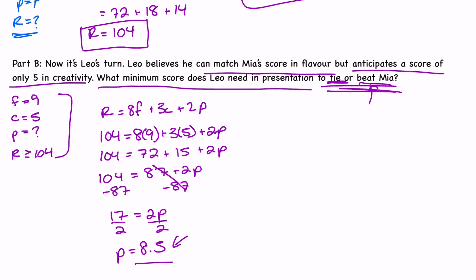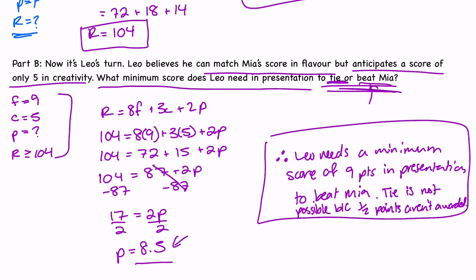So let's write a therefore statement. Therefore, Leo needs a minimum score of 9 points in presentation to beat Mia. Tie is not possible because half points aren't awarded. It's 9 points to beat her, 8.5 to tie, and we don't get half points.